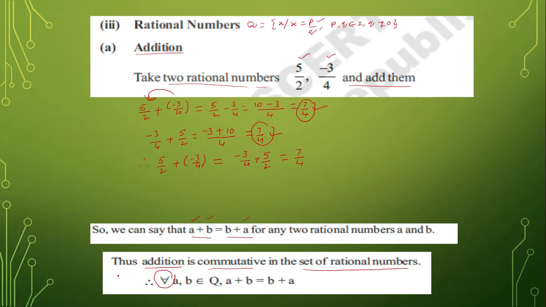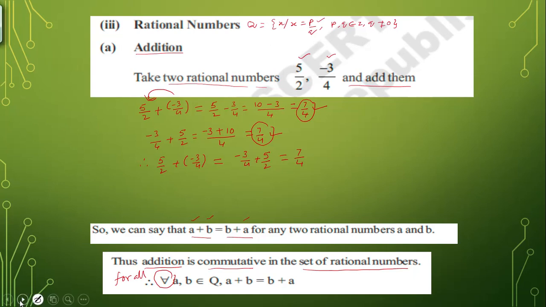This symbol is called for all. You read it in all the instances. This symbol is for all. Thus addition is commutative in the set of rational numbers: for all a, b belongs to Q, a plus b is equal to b plus a. That means the rational numbers are commutative under addition.